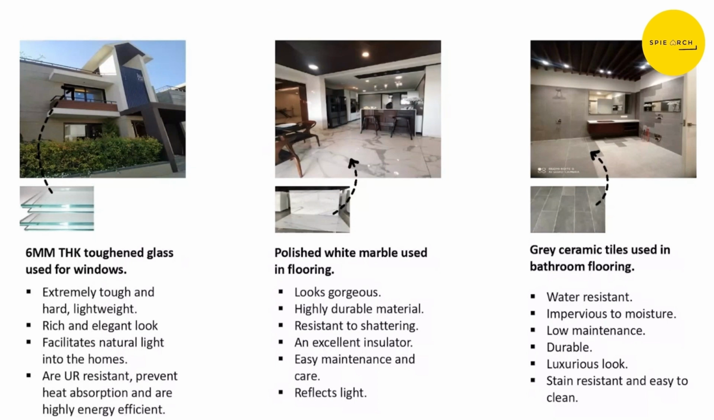Then 6 mm thick toughened glass, which was used for windows, and polished white marble, which was used for the floors. Also, we saw gray ceramic tiles, which were used in bathroom flooring of the structures.